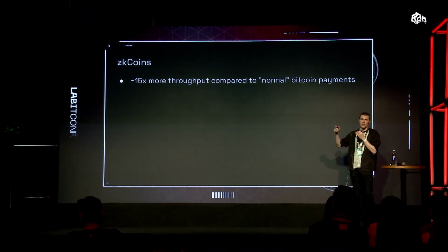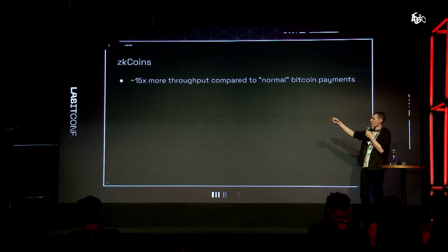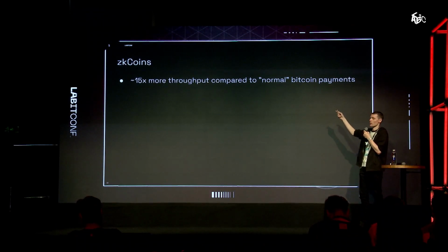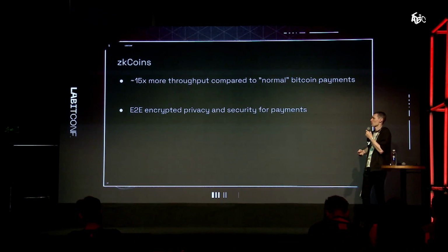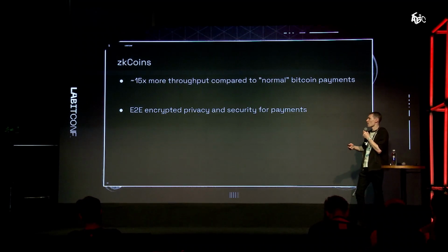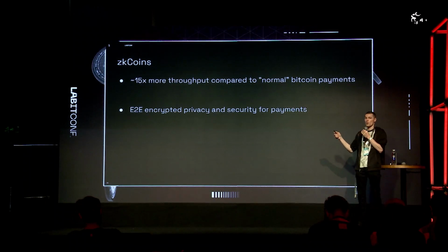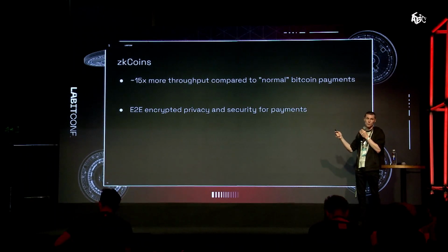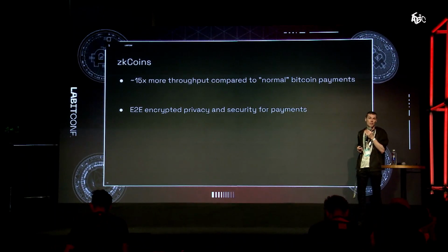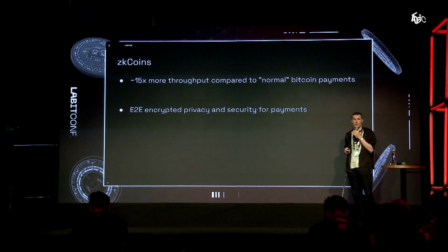So what does ZK coins give us? Well, it gives us 15 times more throughput compared to normal on-chain Bitcoin transactions. It could give us end-to-end encrypted privacy and security for payments. So basically the same level of privacy that you get with those Zcash and Aztec transactions that I showed you earlier.